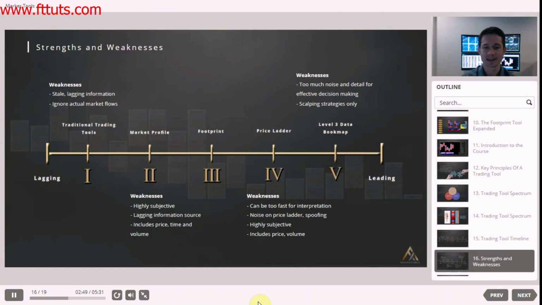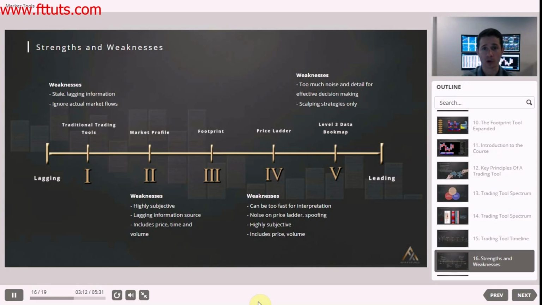So the next trading tool, which almost tips the scale between lagging and leading, is a more leading type trading tool. Its weaknesses can include that it can be particularly fast. A lot of the time, with all the noise going on around the ladder, it can be way too fast to make any kind of strong interpretation.